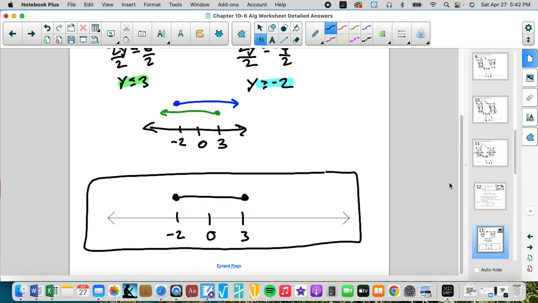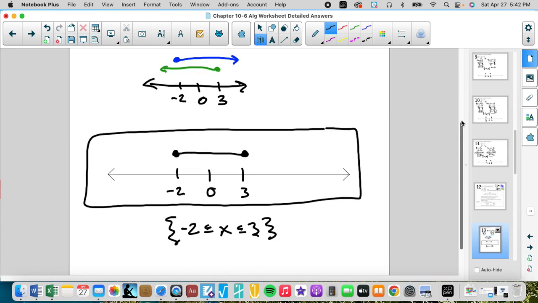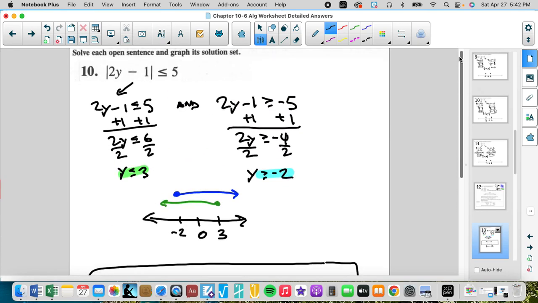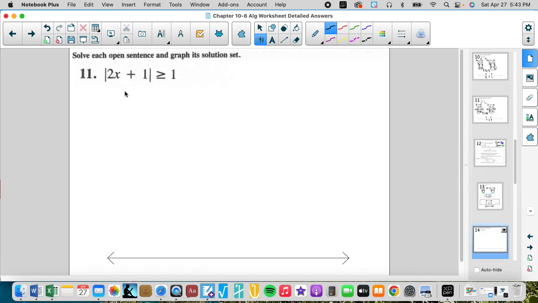And then what I've been doing is also writing a sentence for this. Negative 2 is less than or equal to x, which is less than or equal to 3. It's not asked, but I don't think it says. No, it doesn't say it, but it's good practice, and I'm staying consistent with it.